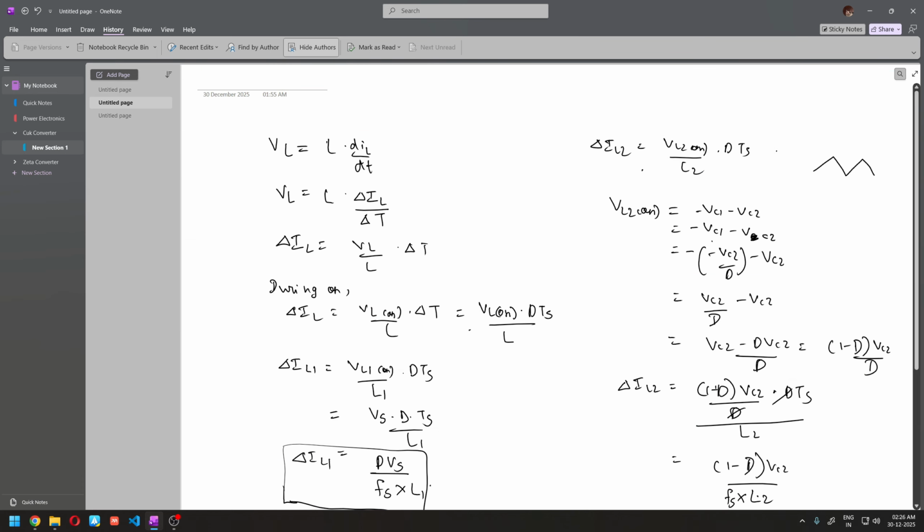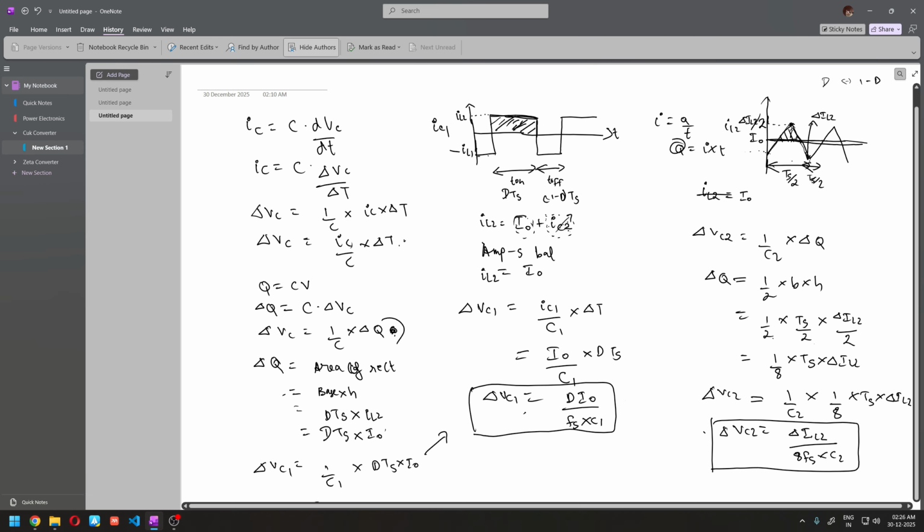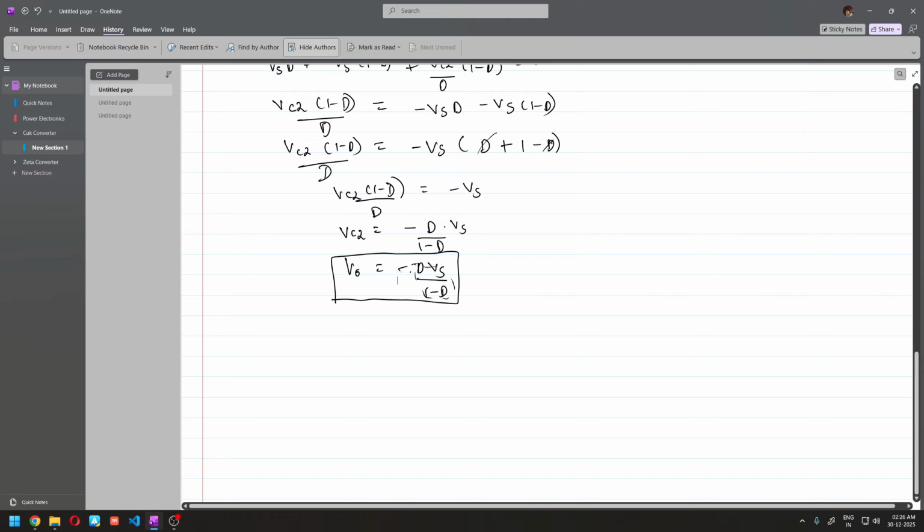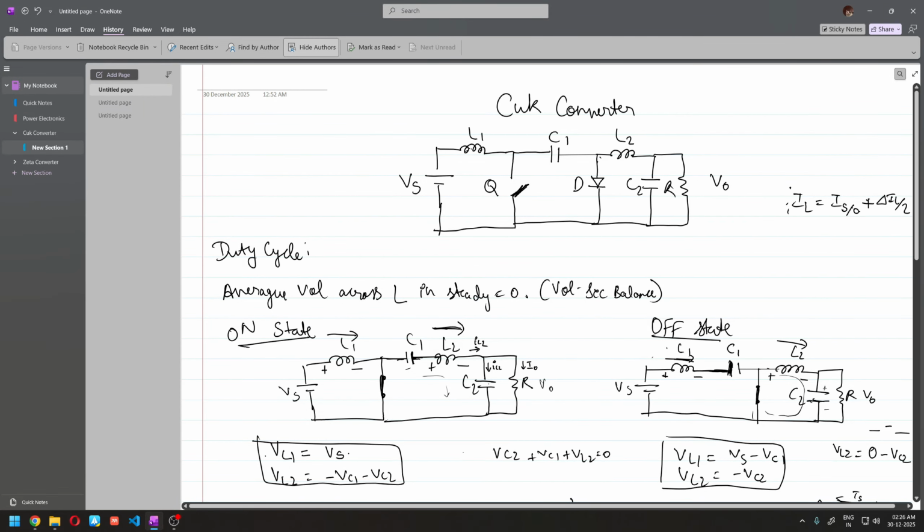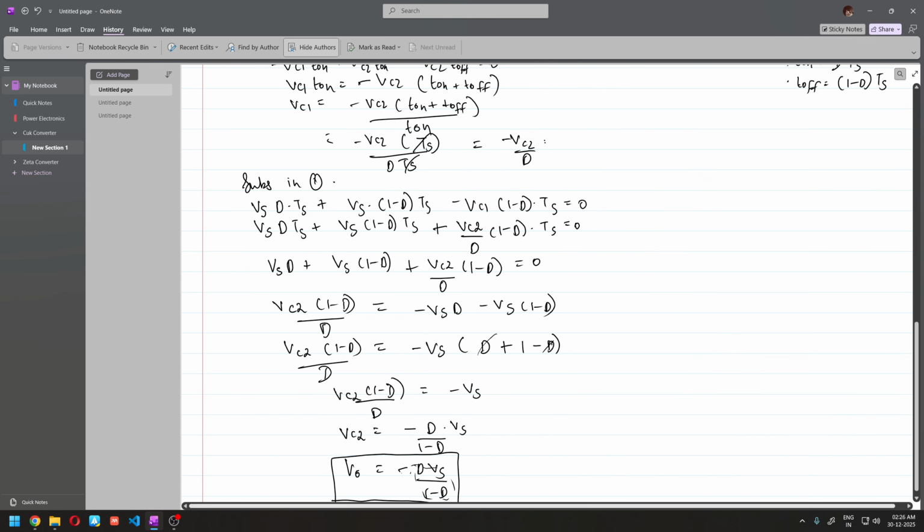And you can use the same inductor, and you draw the waveform for the voltage, and you should be good for deriving it for any of these converters. So I just took up this converter, and using this we can derive it for the others too.